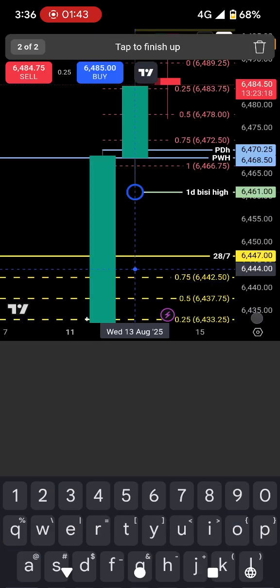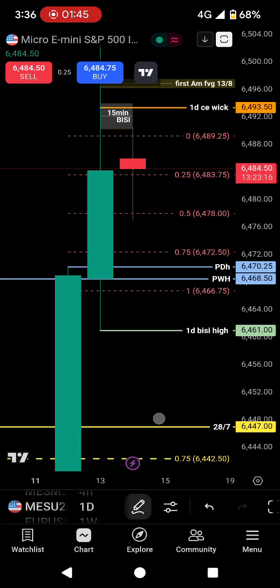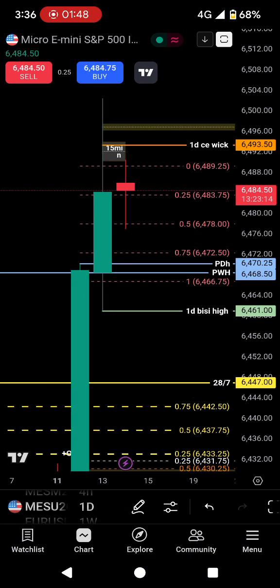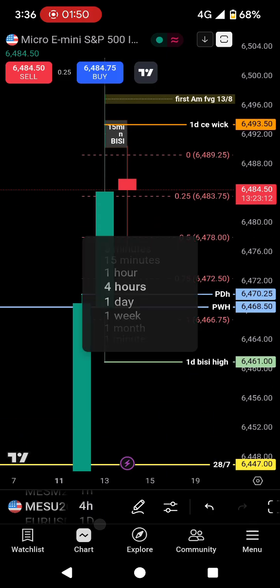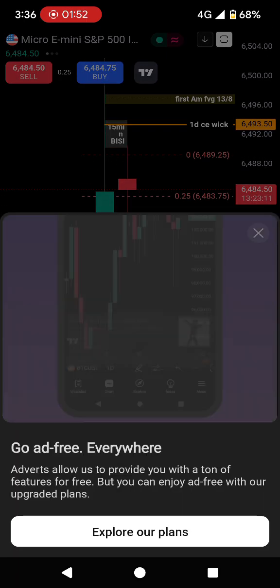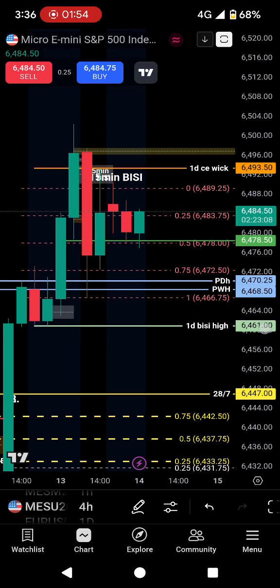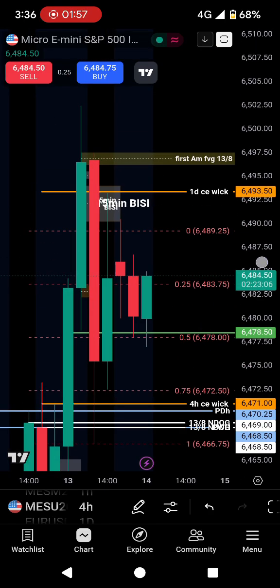Yeah, because when you're trading on the phone, basically you cannot really see much. So we just do what we can here. Okay, now we go to the 4-hour chart. So on the 4-hour chart, this is that daily CE week.